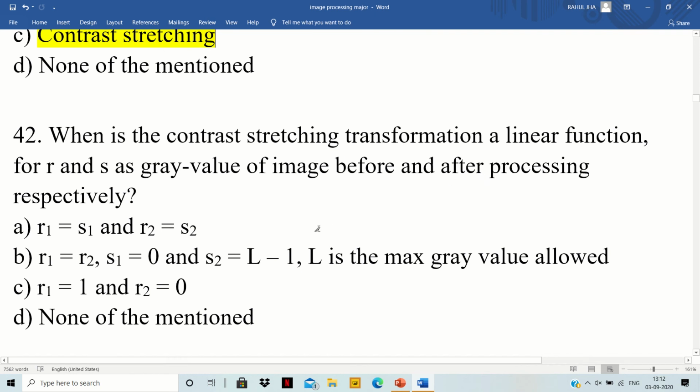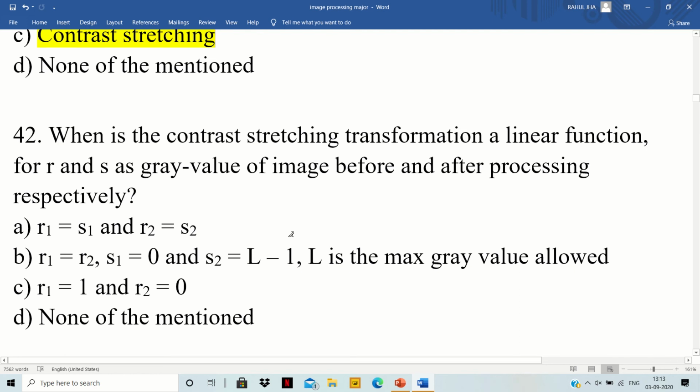So our options are: A, R1 equal to S1 and R2 equal to S2. B option is R1 equal to R2, S1 equal to 0, and S2 equal to L minus 1, where L is the maximum Gray value allowed. C option is R1 equal to 1 and R2 equal to 0. And D option is none of the mentioned.